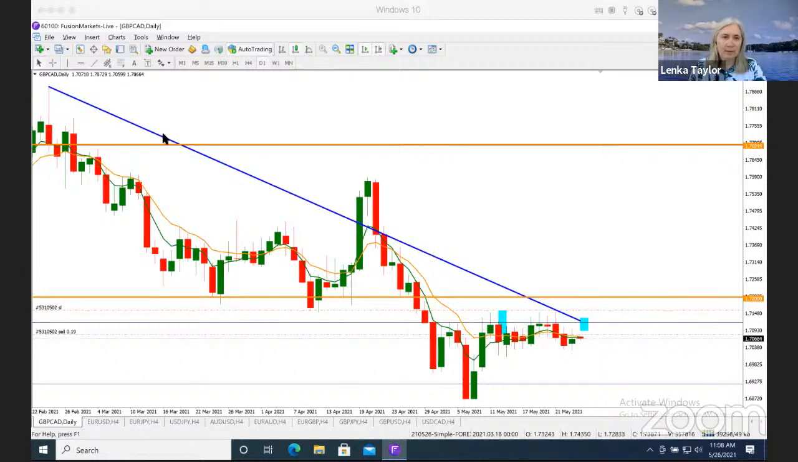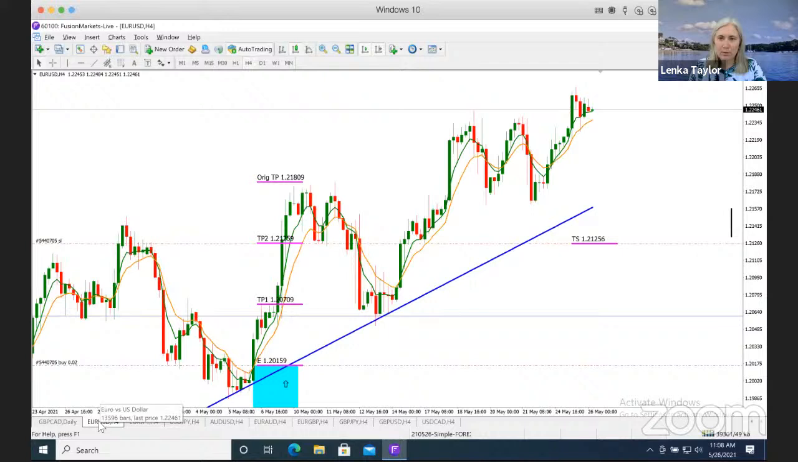Okay, let's go and have a look at Euro USD. We've moved the stop loss, the trailing stop, what used to be the stop loss, now the trailing stop. We are at TP2.